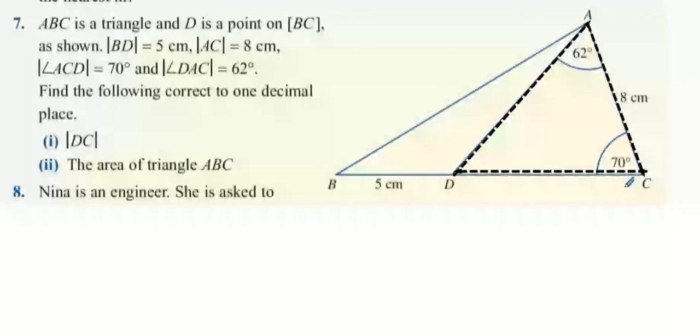Now, first piece of information I can get quite cheaply is if I add 62 and 70 together, I get 132. Take 180, take away 132? 48. You now know this is 48 degrees. Now, we can use the sine rule.